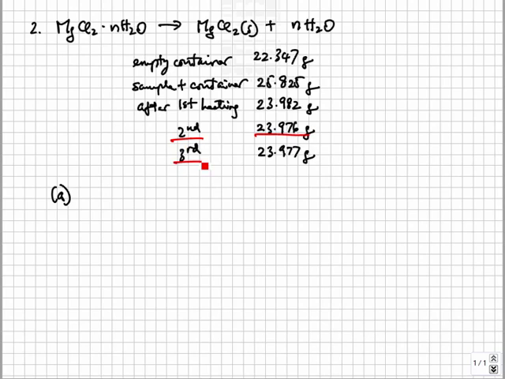A. If you heat the hydrated MgCl2, it will eventually lose all of its hydration water, and the mass decreases because water is lost. We see that between the second and the third heating, there is no additional mass decrease. Therefore, the sample seems to have lost all of its hydration water already.